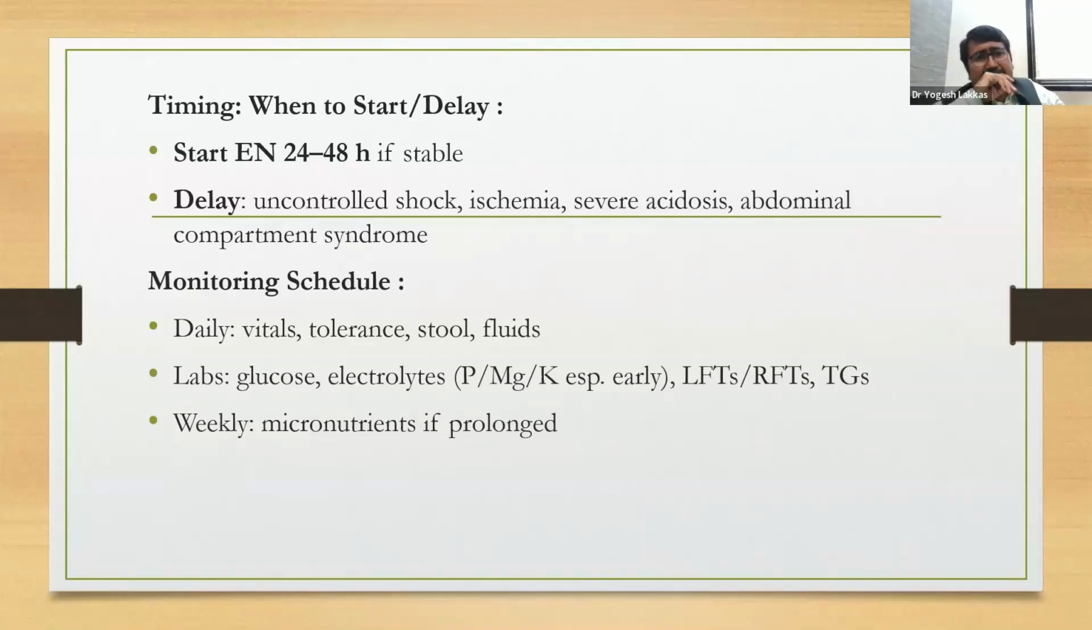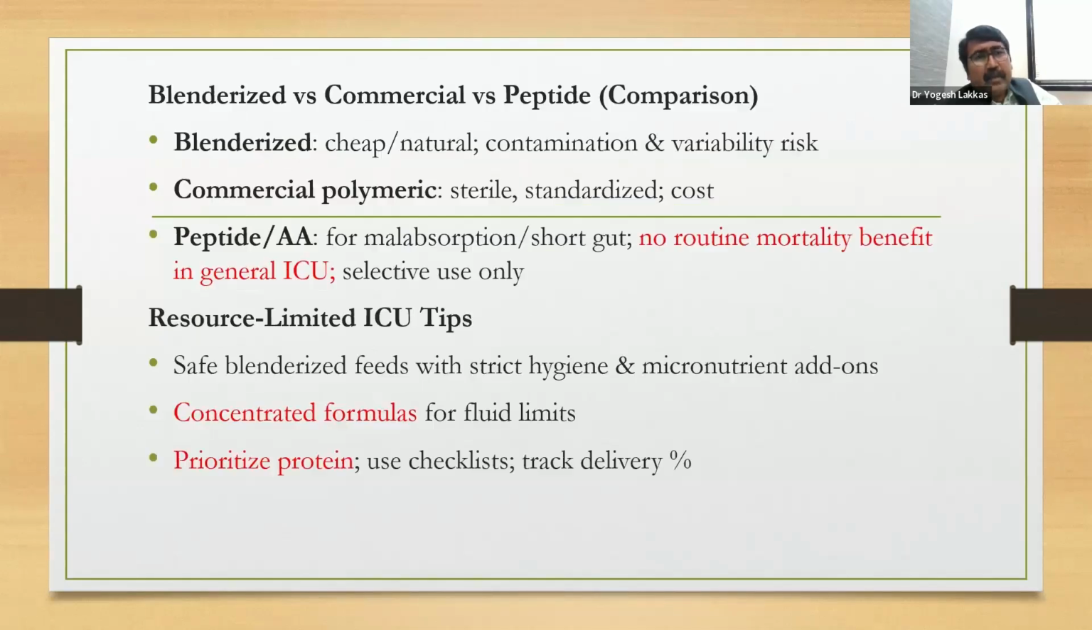Delay the enteral nutrition in uncontrolled shock, ischemia, severe acidosis, abdominal compartment syndrome. Monitoring schedule: daily vitals, then tolerance for the feed, the stool and fluid status of the patient that you will have to monitor. Labs: glucose, electrolytes. In the high risk patients for refeeding syndrome, phosphorus, magnesium, potassium will have to be monitored along with the LFTs, kidney function tests and triglycerides. Micronutrients can be monitored weekly.